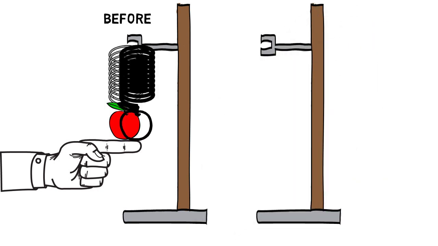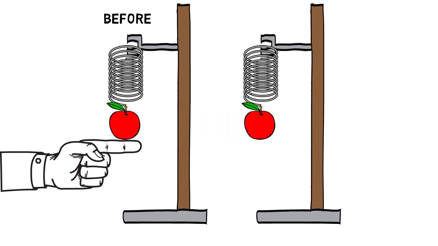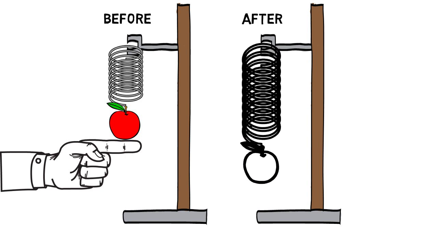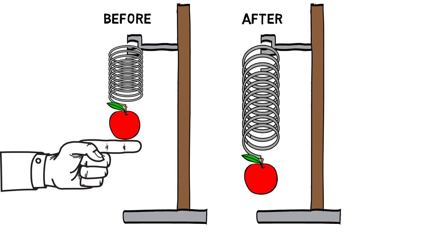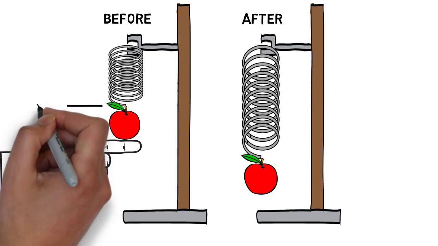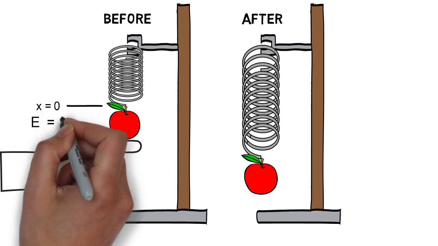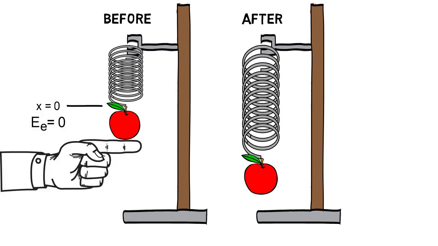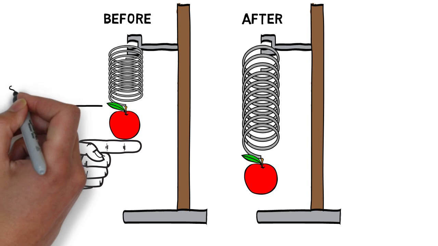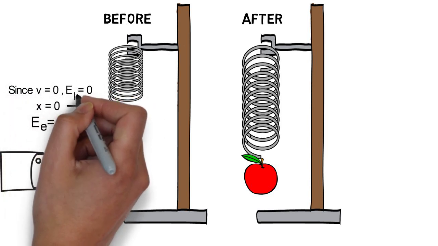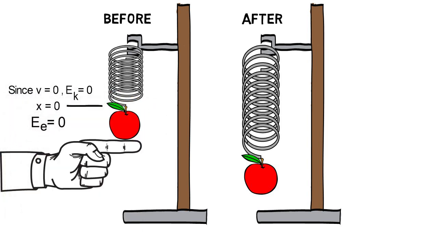In order to do that, it's good to choose 2 points in time and then compare the energy before and after. So at our first point, we simply have the apple being held at the spring's unstretched equilibrium position. So if it's unstretched, where x equals 0 at its equilibrium position, then we have no elastic potential energy. It's also being held there, so it's not moving either, so it has no kinetic energy. It only has gravitational energy.